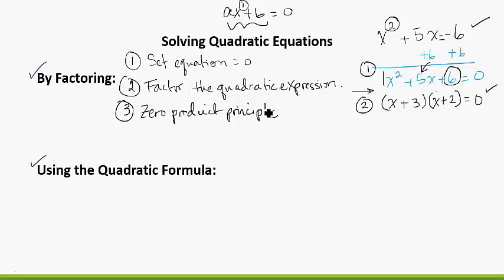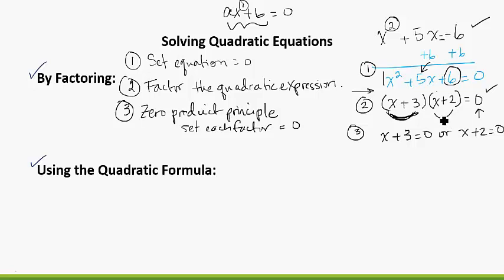Which says that if you have two factors, and when you multiply them you get 0, then one or both of these must be 0. So we're going to use the zero product principle and set each factor equal to 0. So here, step 3, we're going to say either x plus 3 has to be 0, or x plus 2 has to be equal to 0. One of these must be 0 for our product to be 0. And then once you do that, our fourth step is to solve each new linear equation.